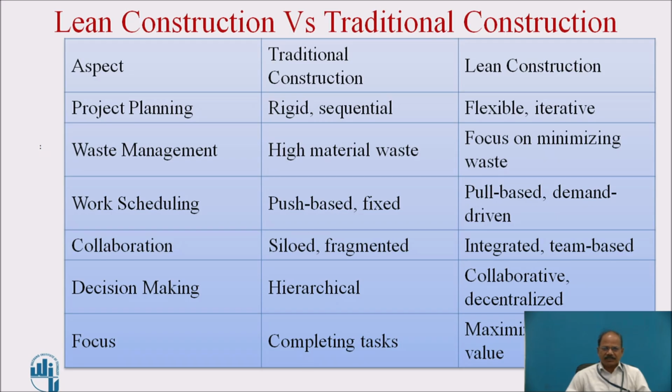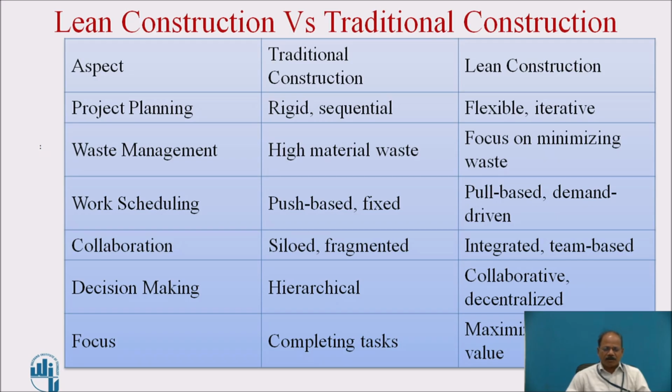flexibility. In the waste management aspect, traditional techniques had high material wastages, while lean construction focuses on minimizing the waste. The work scheduling aspect is seen to be push-based or fixed, while in lean construction we find that it is pull-based or demand-based. In the collaboration aspect, it is siloed or fragmented, while in lean construction we do have it as integrated and team-based.